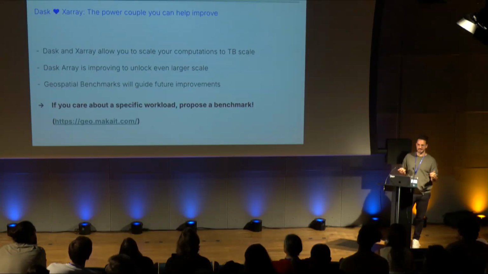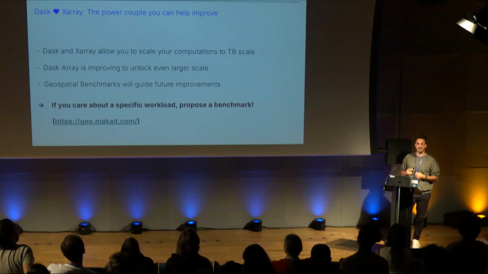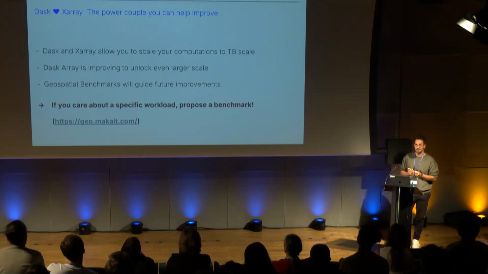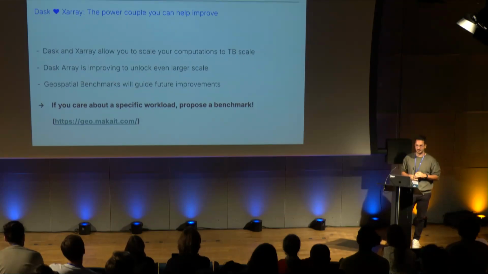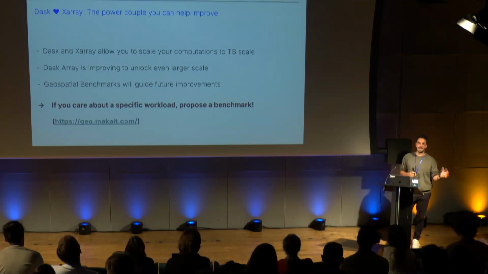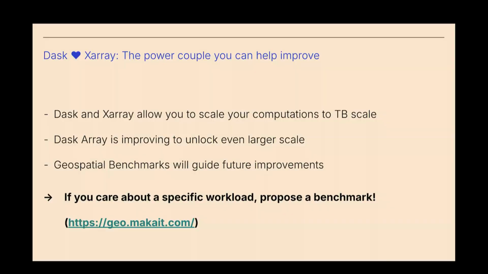So with that, I'll go to a quick conclusion. What have we learned today? First of all, Dask and Xarray together are a pretty cool power couple that help you scale your data to terabytes. But it's kind of limited at terabytes. We want it to become better. We've started doing that, and geospatial benchmarks will help us make further improvements in the future. So once again, if you care about something, tell us and propose a benchmark. Thank you.